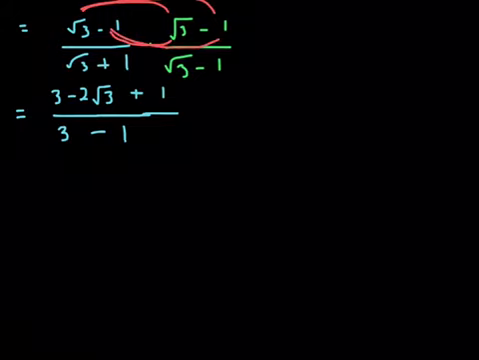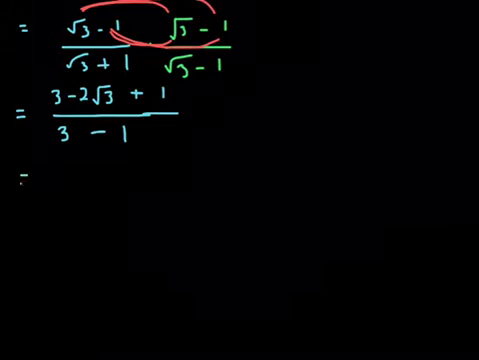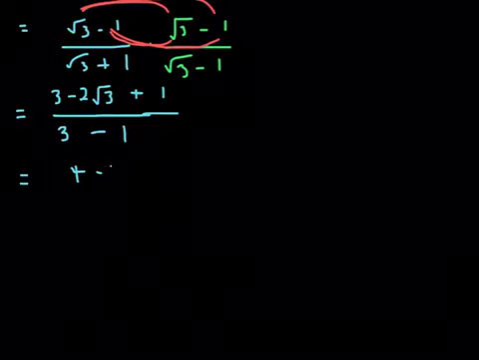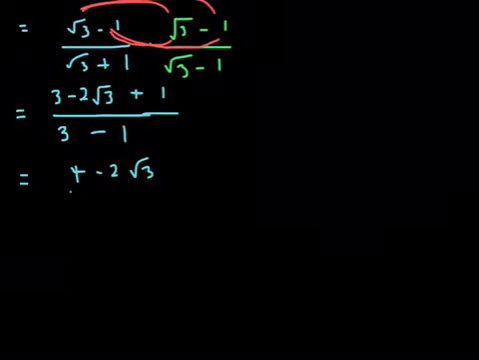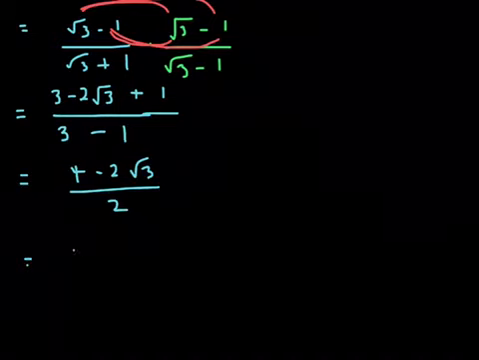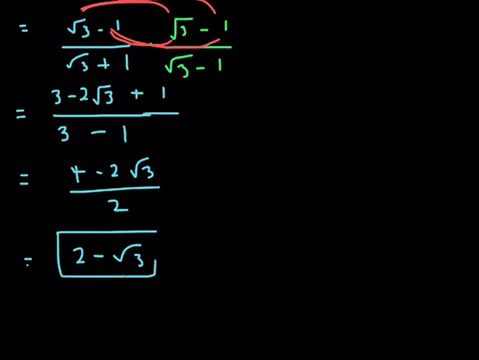I did that in both the numerator and denominator. I'm ready to combine like terms. In my numerator, I have 4 minus 2 root 3, and in the denominator, I have 2. When I divide everybody by 2, then I get 2 minus root 3, which is my final answer. This is tangent of 13 pi over 12.